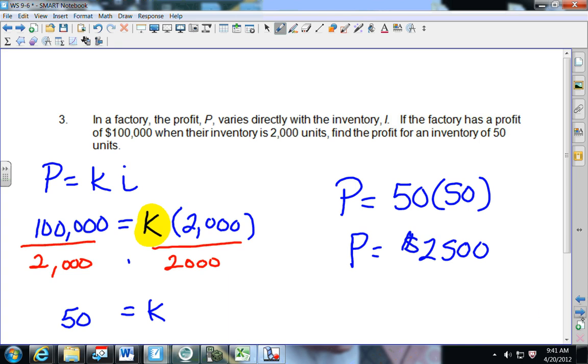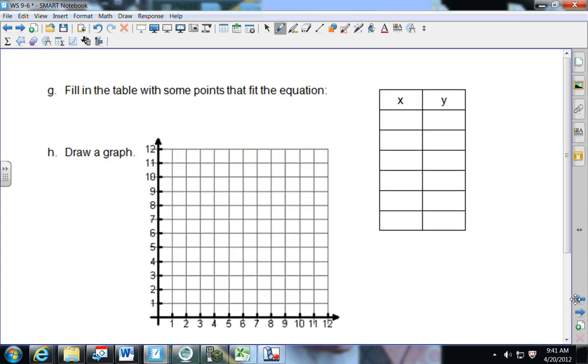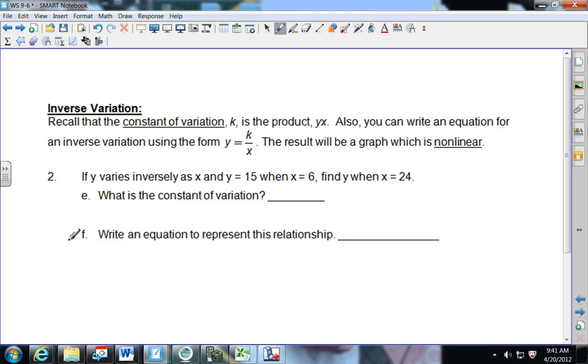Now, that's direct variation. Now let's look at inverse. What do you think inverse means? Let's do something for a second. See how it says y equals k divided by x? Let's make up a number. Let's make up k to be 5. And I get y equals 5 over x, because this says the graph is nonlinear.